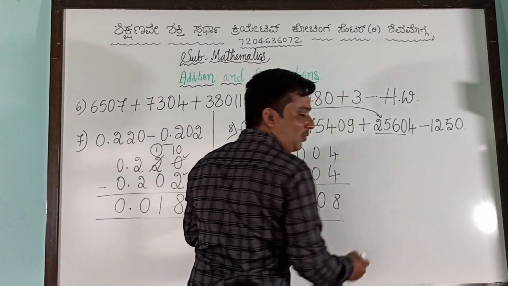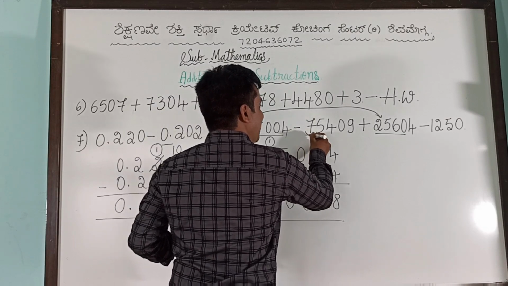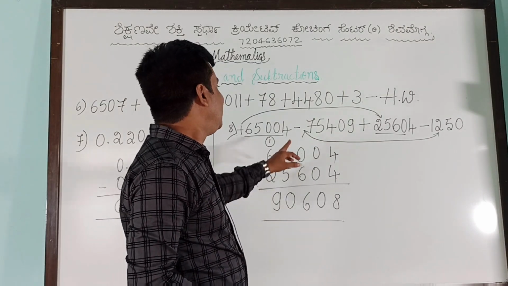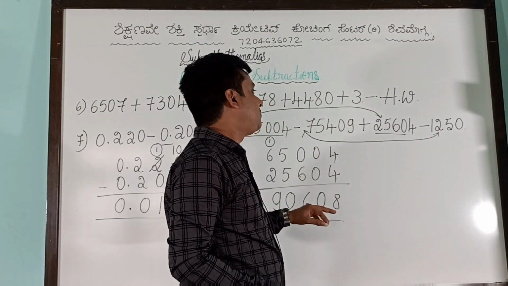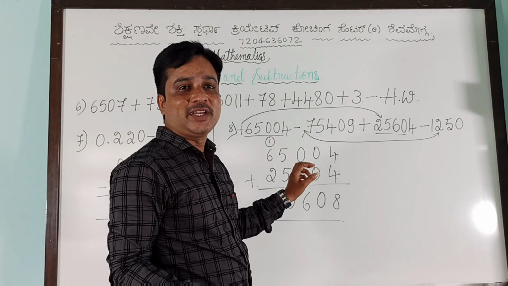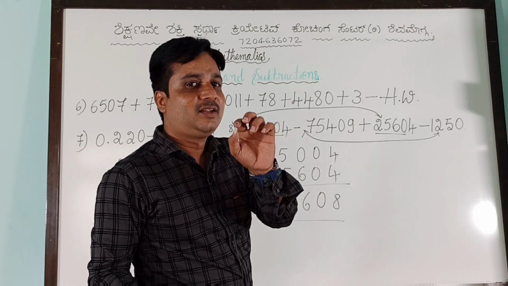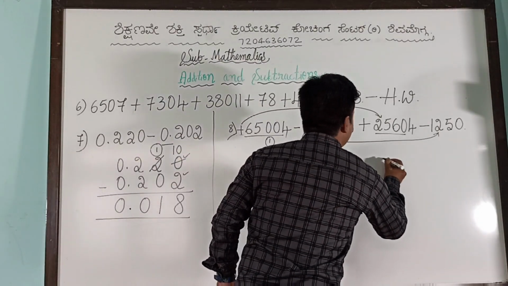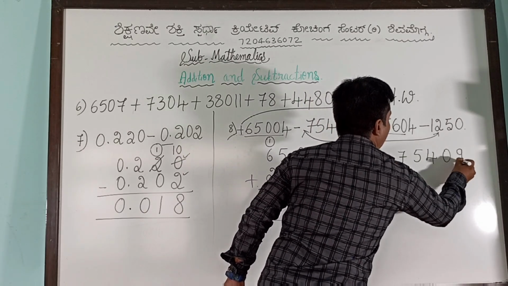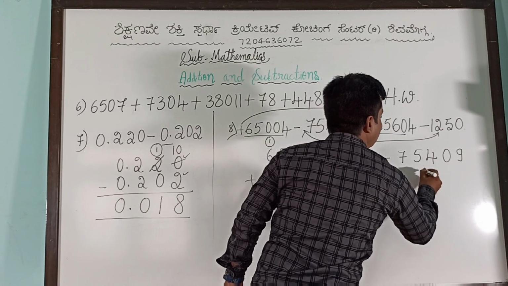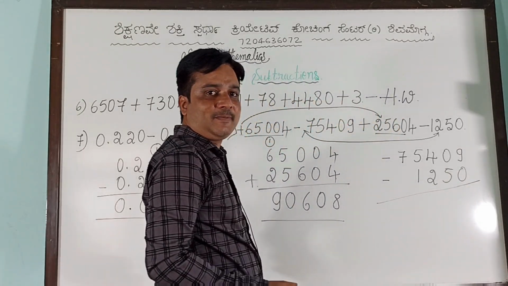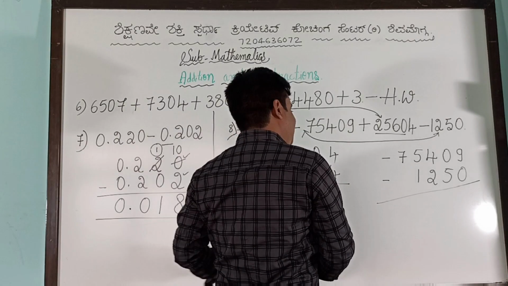Okay, so this one and this one are over. Next, what we have to do, here see, whatever minus numbers are there, let's add them using the minus symbol. You know that while adding, if there are two minus numbers, then we want to add them using a minus symbol. How is that? Let's see. Minus 75,409, again minus 1,250, right? These are the given numbers.